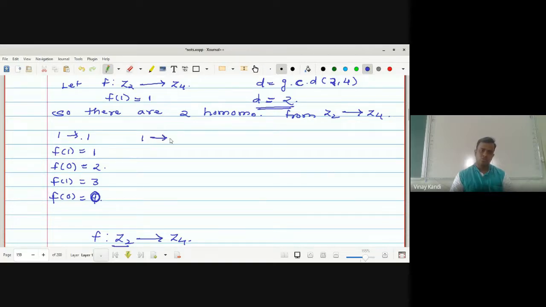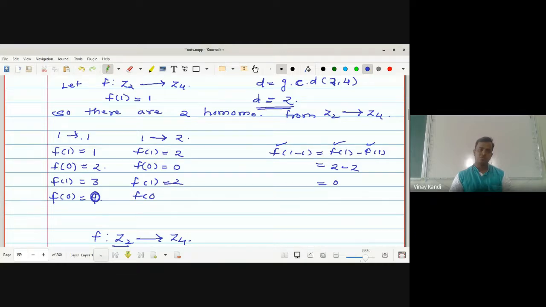Now if 1 maps to 2, what happens? F of 0 will be f of 1 minus f of 1, if f is a homomorphism. So f of 0 is 2 minus 2, which is equal to 0. So f of 0 is 0. What is f of 1 again? 2. And f of 0 is 0. f of 3 is equivalent to 1. 1 maps to 2.